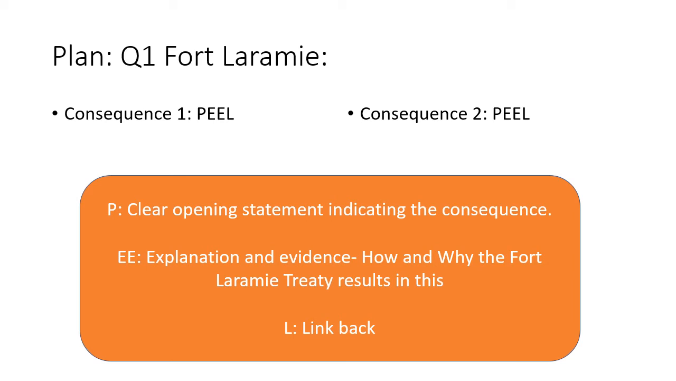And then you need to repeat. You need to study the document and come up with a second significant consequence, something that happened because of the Fort Laramie Treaty. And again, you need to devise a clear opening statement indicating the new consequence. You then need to put in some bullet points for the evidence and explanation to show your understanding, and obviously some idea of how you'll link it back together at the end.